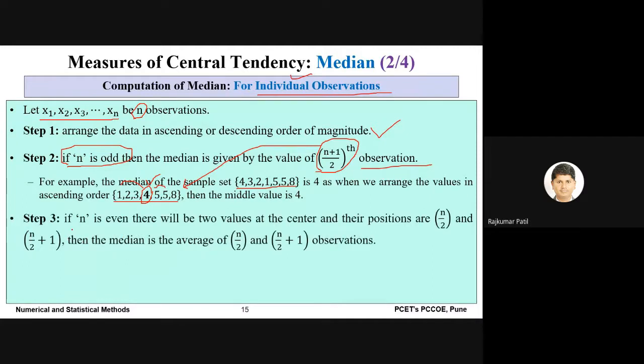What if n is even? When n is even, then there will be 2 values at the center. Let's say n by 2 and n by 2 plus 1. These are the 2 values that will be in the middle. And in this case, you need to take their average, and that will be considered the median.